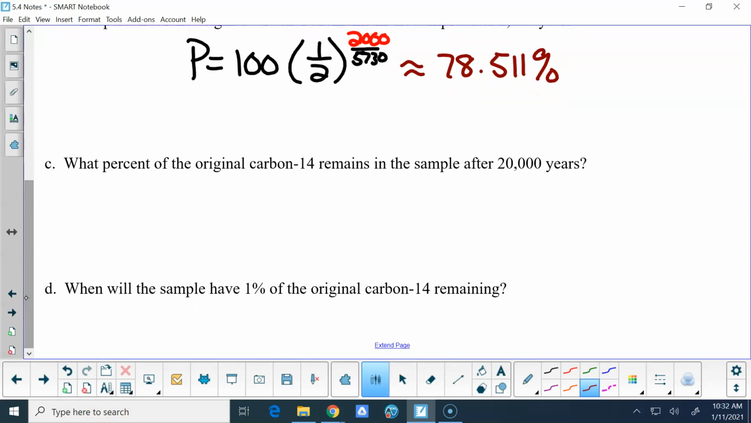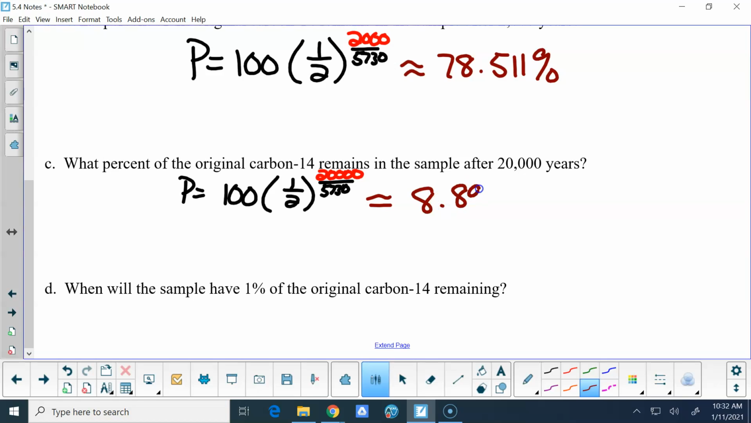What percentage is left after 20,000 years? So now we would go, that's 2,000, that's 20,000. And I get approximately 8.898. Yes, ma'am. Sure.